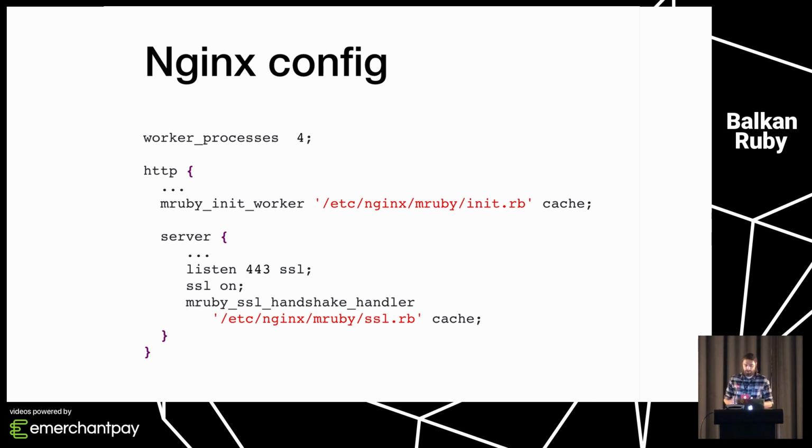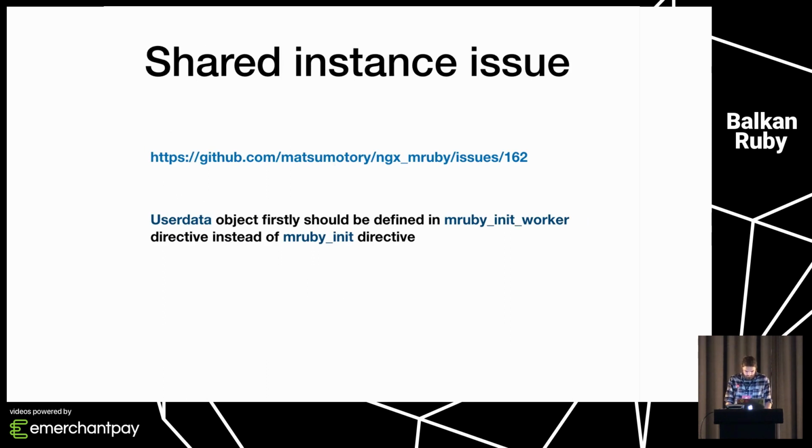Well, when we are ready with our scripts, we can just put it in our Nginx configuration file. So, for example, we have 4 workers, and we have to include our initial script to the mruby init worker directive, and then we can put our SSL script to our mruby SSL handshake handler directive, all of them under a cache keyword. And okay, it really worked. It is working in production around 1.5 years, and it was good.